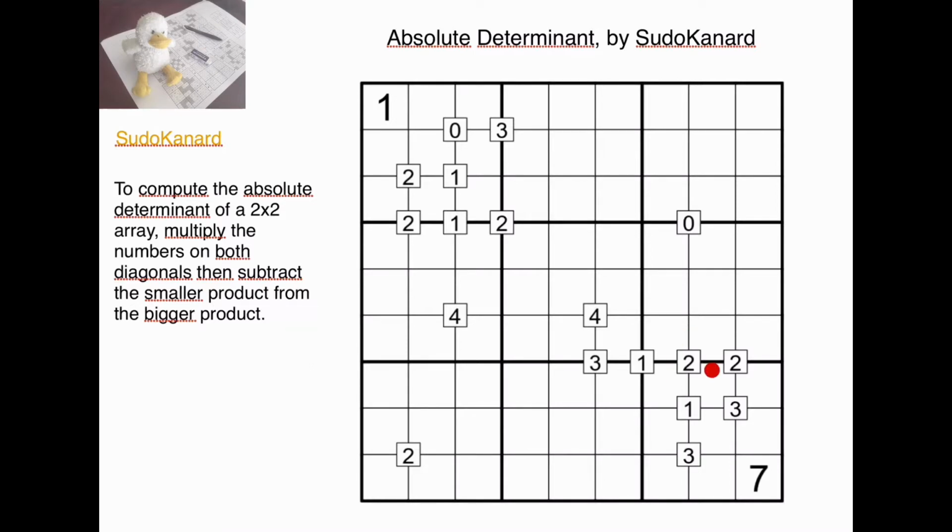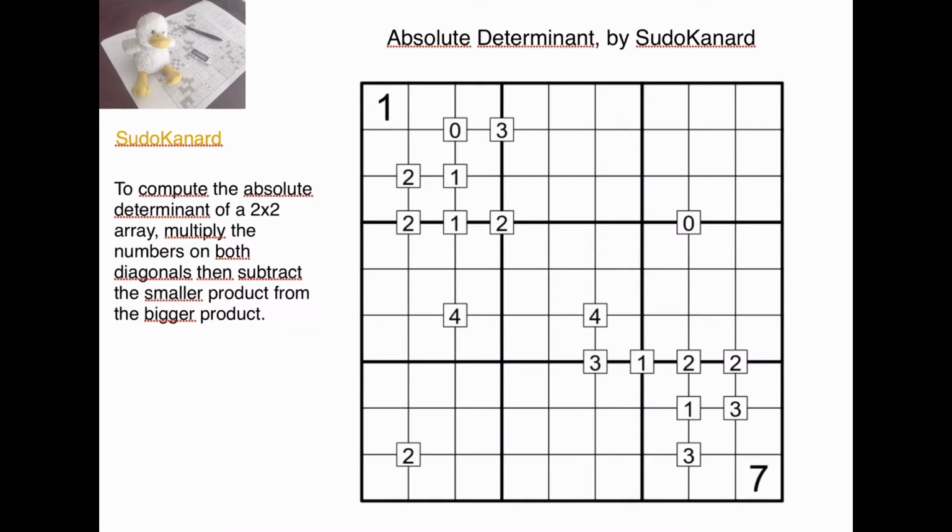Every time you have a number that overlaps a 2 by 2 array, like this, it is the absolute value of the determinant. So, what does this mean? It means that whenever you have 4 digits here, you compute both diagonal products and then you subtract the smaller product from the bigger product.